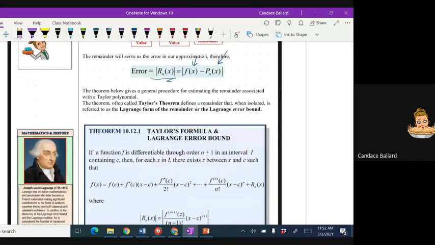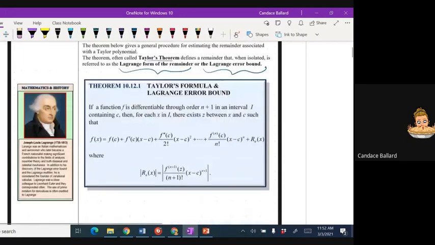The theorem below gives the general procedure for estimating the remainder associated with a Taylor polynomial. So there's 3 different names for this thing, okay? The theorem, often called Taylor's theorem, defines a remainder that when isolated is referred to as the Lagrange form of the remainder or the Lagrange error bound. So lots of different names for this one single thing, okay? If you want to read about good old Lagrange, there's some information here, okay? I'm not going to read it today. So Taylor's formula, Lagrange error bound.